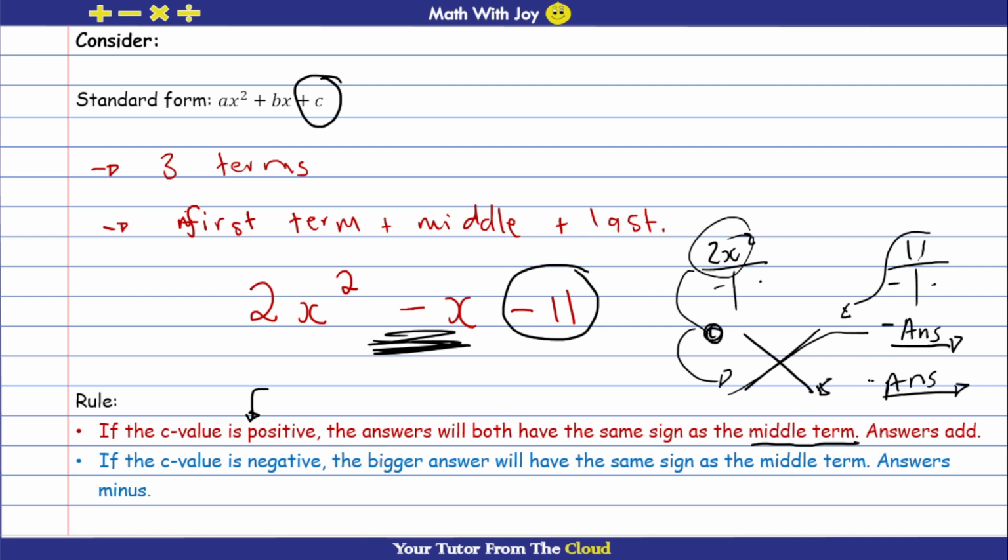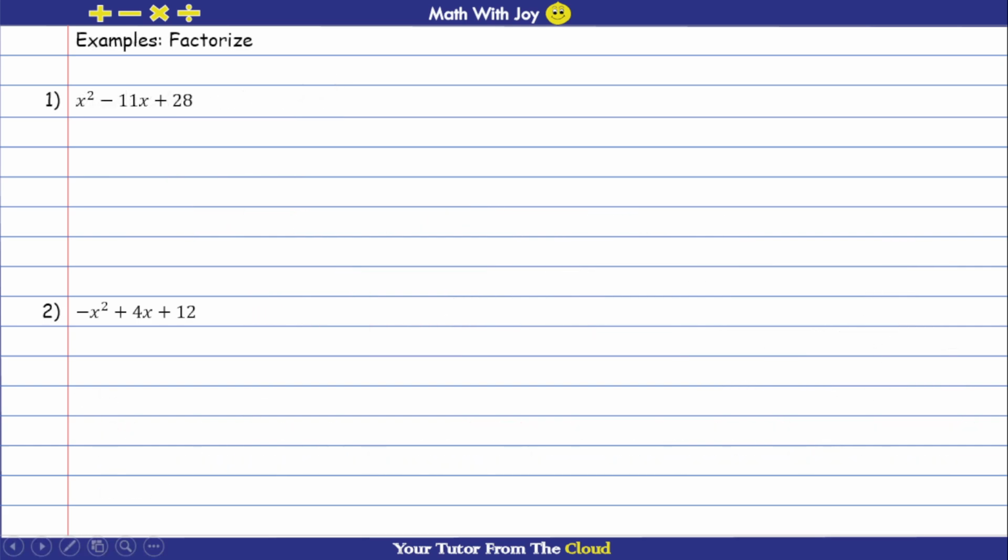So they are both going to be negative in our case. And you must understand that the answers will be adding to give you this middle term. They must add to give you this value that's there in the middle term. If the C value is negative, like it is now, then the bigger answer will have the same sign as the middle term. So if this was like 2 answers, so this will be minus, and the other one will be positive. And you must understand that your answers will subtract to give you the middle term. Right, let's look at some examples here.